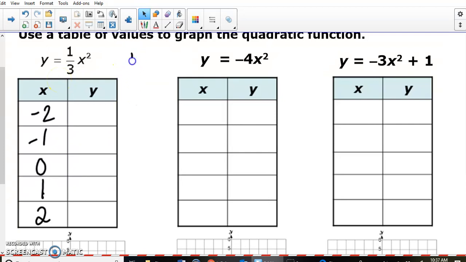So over here I'd have 1/3 times -2 squared. Remember, when I take -2 squared, I'm taking -2 times -2. That's going to give me a +4, and then +4 times 1/3 is going to give me 4/3. I'm going to do the same thing with my next one: plug in x, solve for y. So I'm going to get 1/3 when I do that, and I'll get 0, and then 1/3 and 4/3.